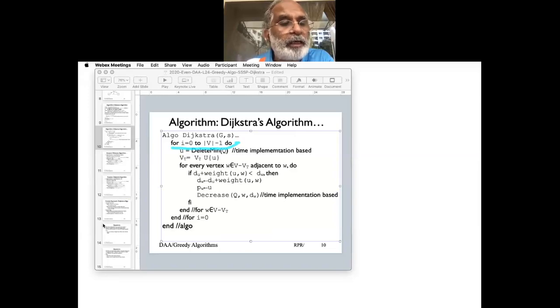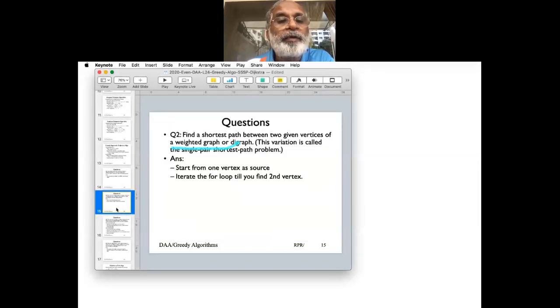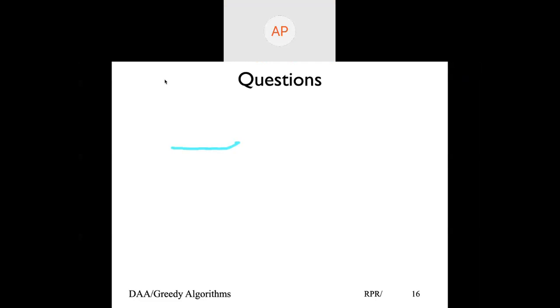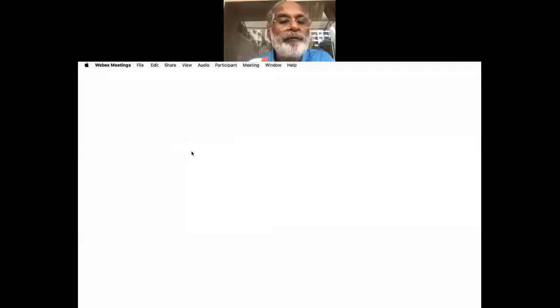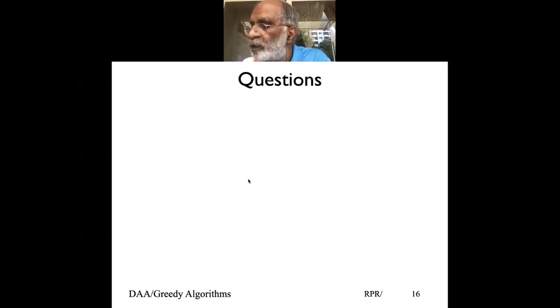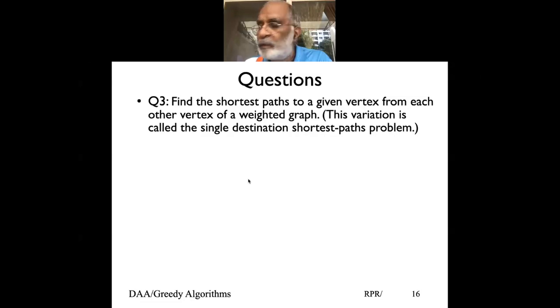So let's do another question. Question 3 is also called the single destination shortest path problem. It basically means, for a given node, and somebody's mic is on. Can you please put it off?